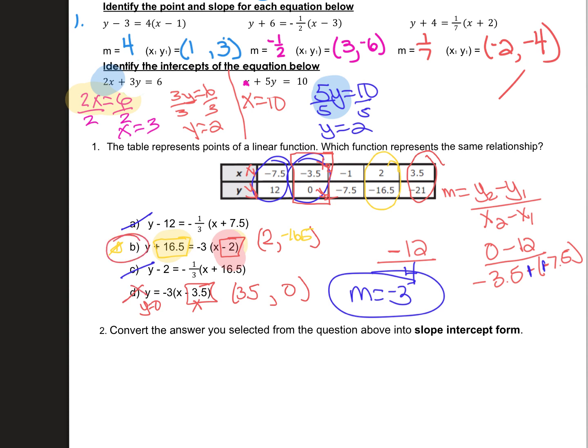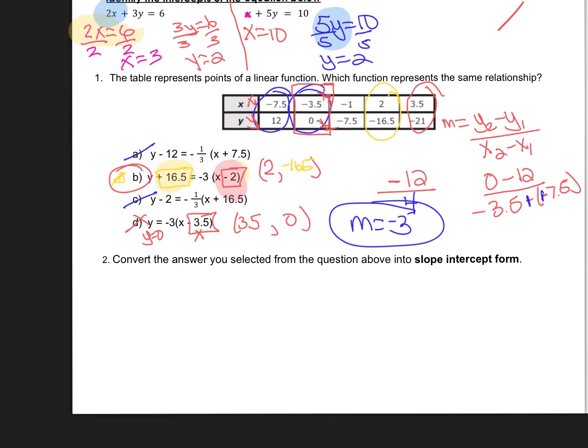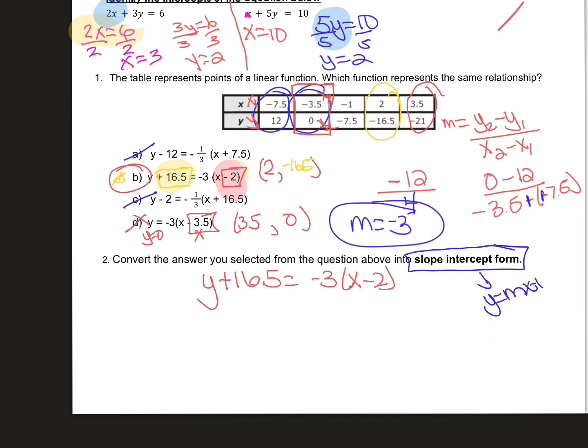Okay. Now, number 2, now that we found our answer, we need to convert this to slope-intercept form. So let me write, here is y plus 16.5 equals -3, x minus 2. Okay. First, look at your star chart. Notice, what does it want us to convert it into? Slope-intercept form. So I need to get it into y equals mx plus b. So I have to solve for y. Y needs to be all by itself.